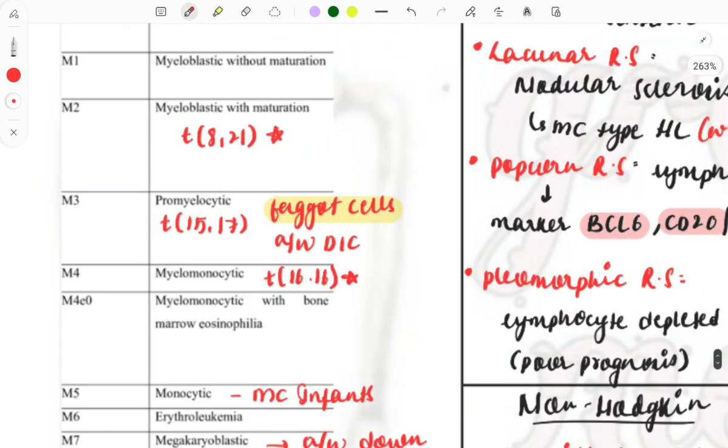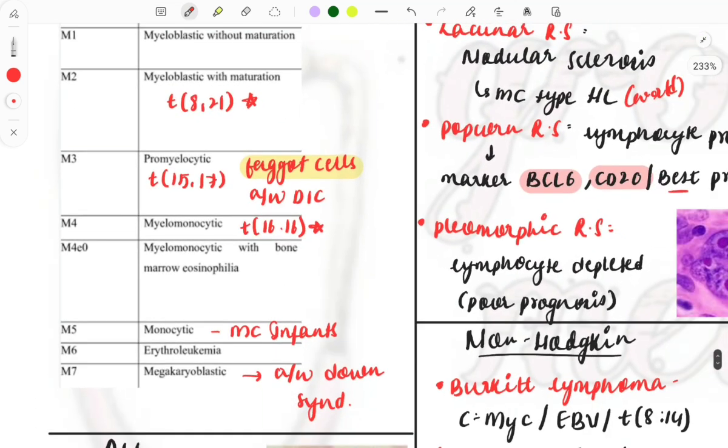You need to remember the translocation as well, because if it is given in a clinical case, it will be easier for you to identify, and if a one-liner is asked, it will be easier for you to mark the correct answer.